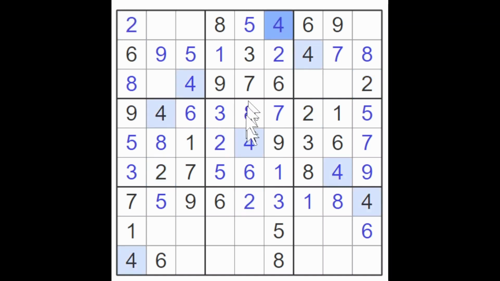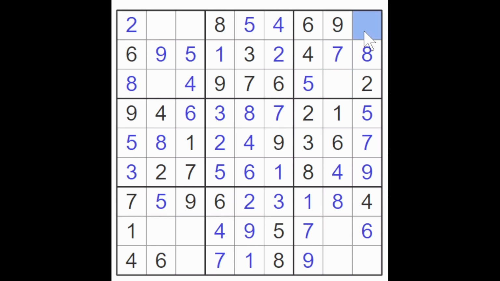And the 4 here and here and here puts the 4 in this square. The last digit here must be a 7, and that forces a 7 to go here. Now these two guys are a 5 and a 9. There's a 9 in this row, so this must be the 5 and this must be the 9, and that makes this a 9. And this last cell must be a 1.